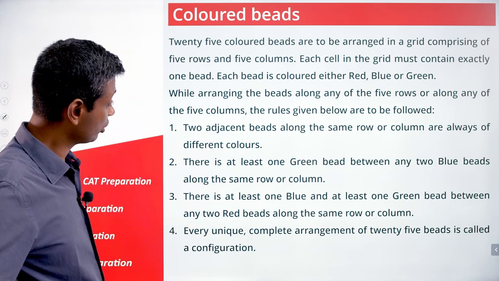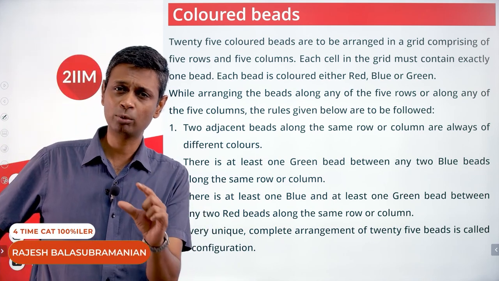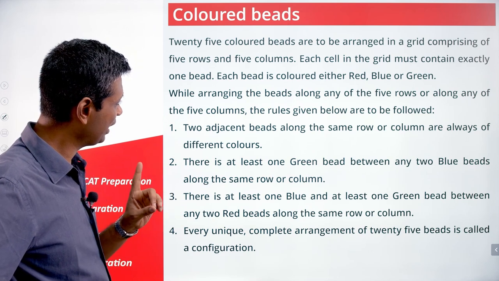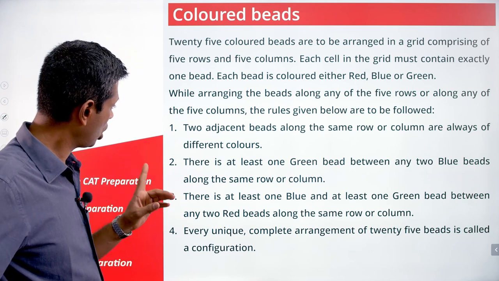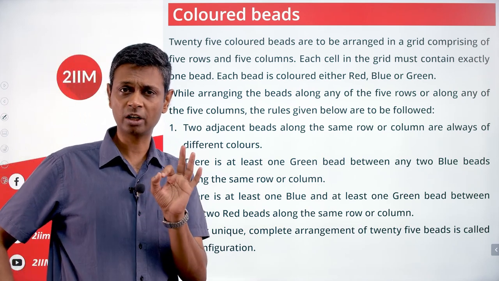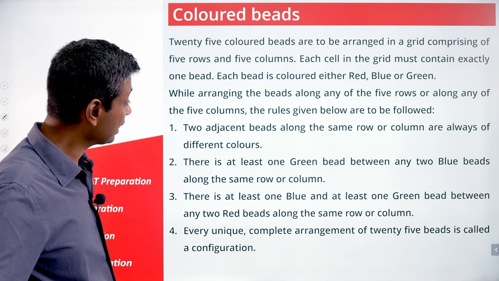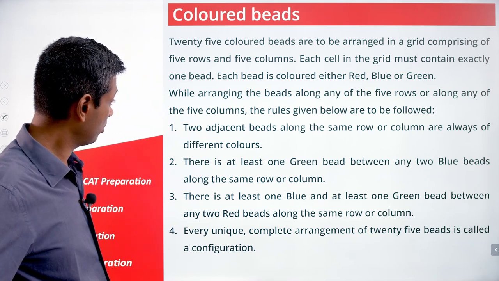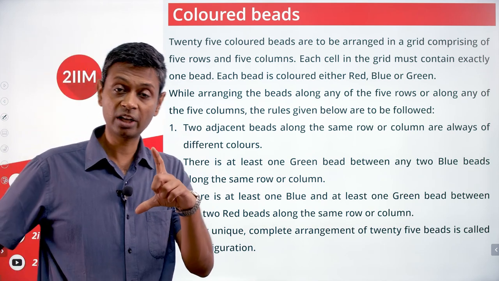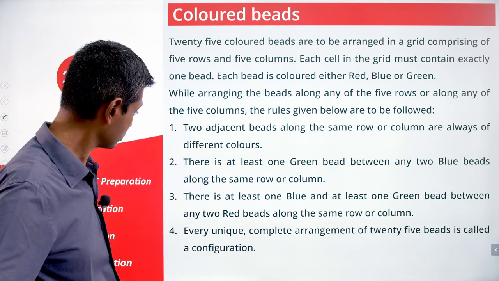Two adjacent beads along the same row or column are always of different colors. We cannot have green and green or blue and blue next to each other. There's at least one green bead between any two blue beads along the same row or column. If there are two blues, there has to be one green in between. There's at least one blue and at least one green between any two red beads along the same row or column. So red is there, and you should have blue and green in between. At least one of each.